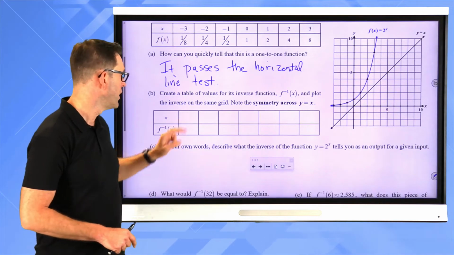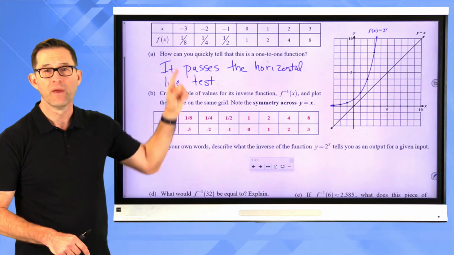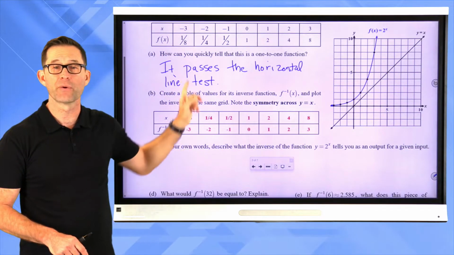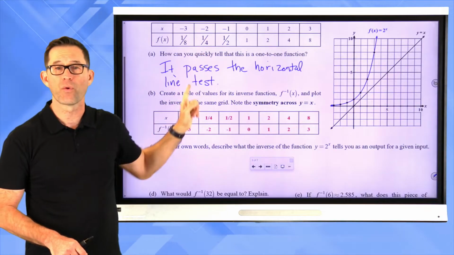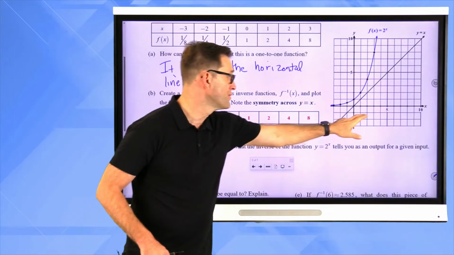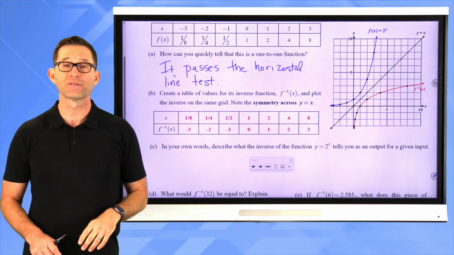All right, well, there's our table of values, right? -3, 1/8 becomes 1/8, -3. -2, 1/4 becomes 1/4, -2, etc. When we plot those, we get something that looks like that.